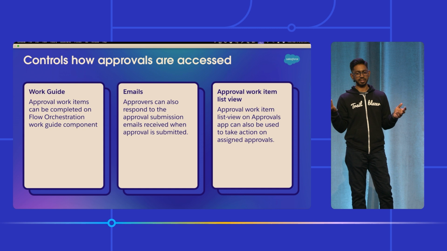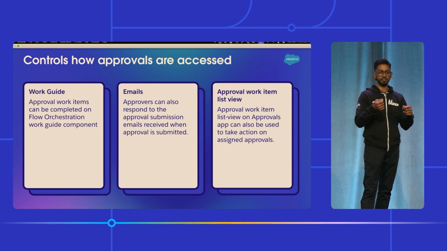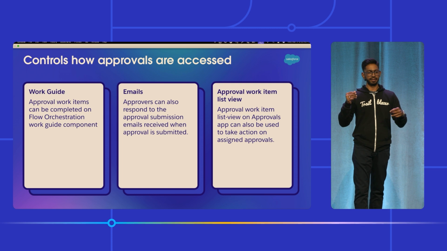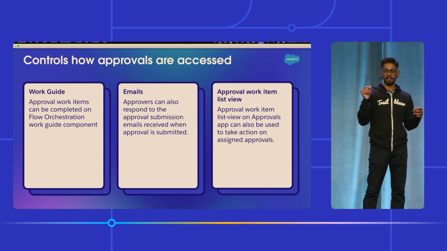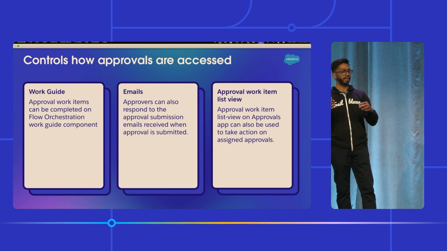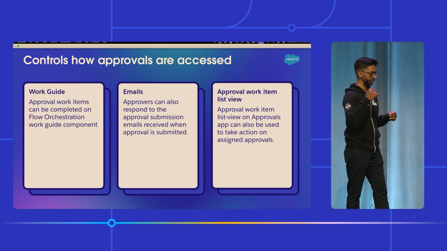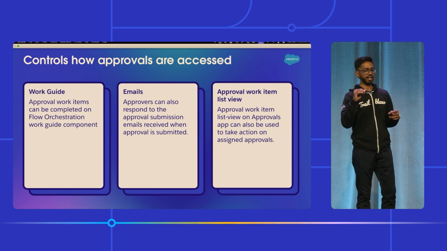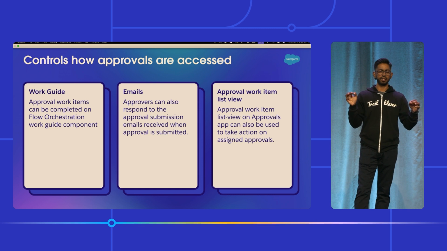Approvers, just like the classic ones, can also use the email feature. They can just respond to the email saying, this is approved, and we'll approve that work item for them. They can also say rejected. Approval work item list view is something that is new in the approvals app. So if you are the assignee of the approval, you can just go to the list view and take action from right there and say approve or rejected, and that'll take care of the approval.